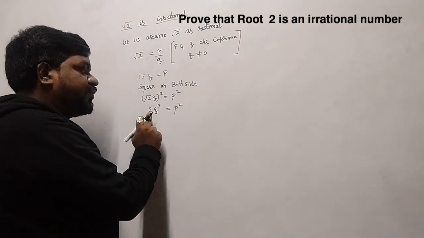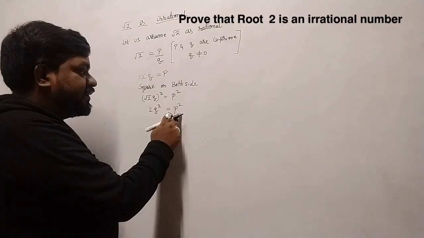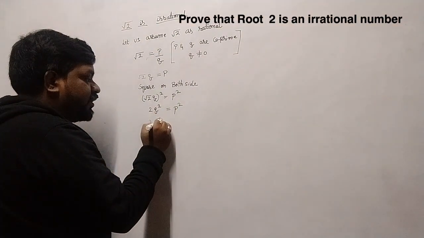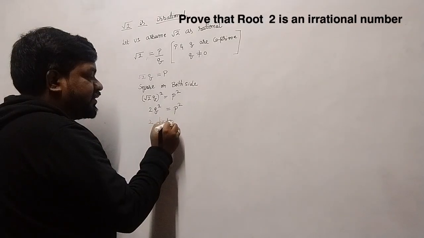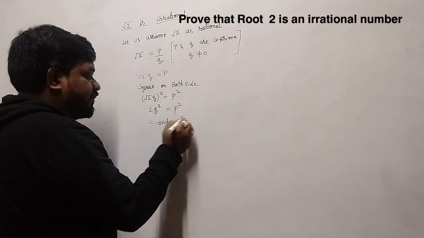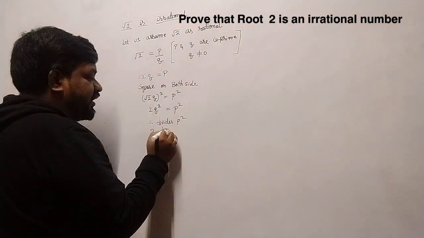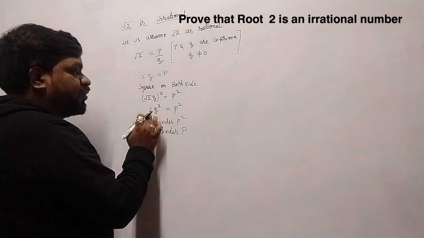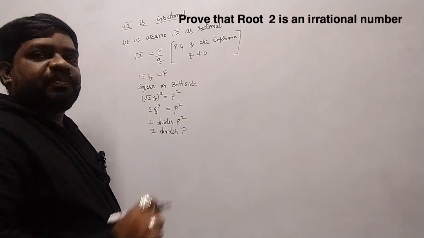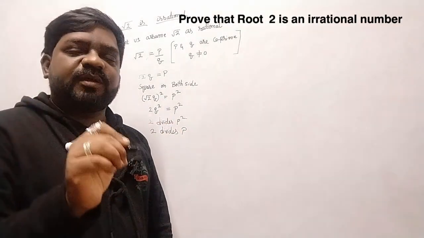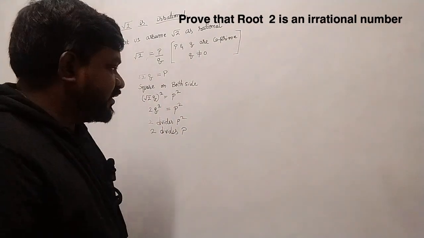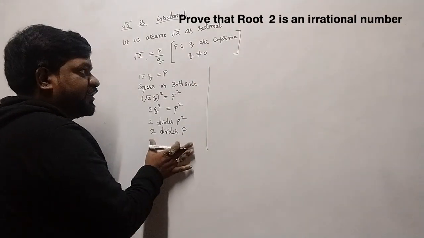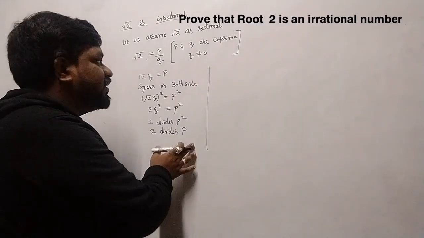Now if we transfer this 2 to the RHS, it divides P square, right? So you write 2 divides P square, 2 divides P. So if 2 is dividing P square, then the same number 2 will divide the number P also. So till here it's going to be the first stage.